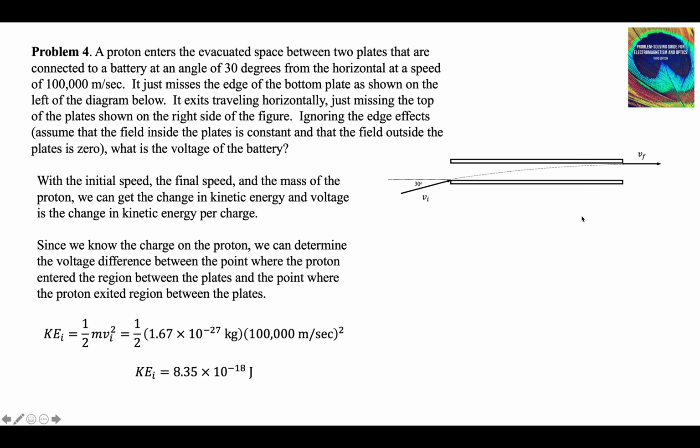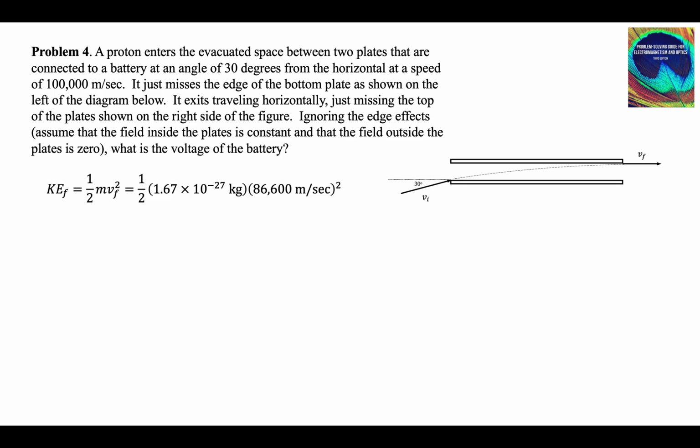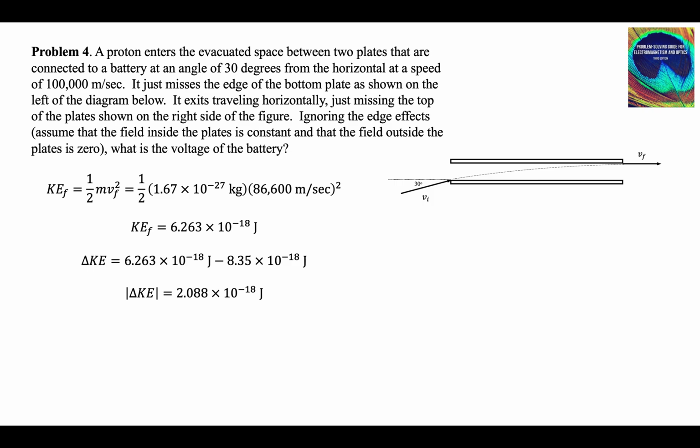Punching the buttons on the calculator, 8.35 times 10 to the minus 18th joules. The final kinetic energy is 1/2 m times the final speed squared: 6.263 times 10 to the minus 18th joules. The change in kinetic energy is the difference. Subtracting them. Yes, I know it's minus, but we don't care. We just want to know the change in kinetic energy. We know the proton's slowing down. I put the absolute value sign in there.